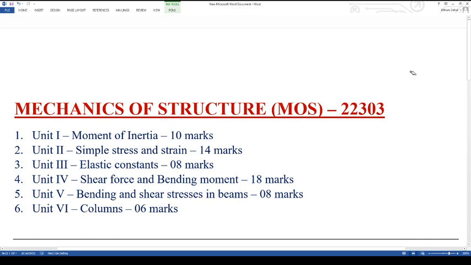My name is Pithia Dahal and I'll be teaching you Mechanics of Structure, MOS, and its subject code is 22303 as per MSPT. As you can see, this subject contains 6 units, and for each unit I have listed down its name as well as the weightage. So if you add up all the marks for all the 6 units, you will get exactly 70 marks.